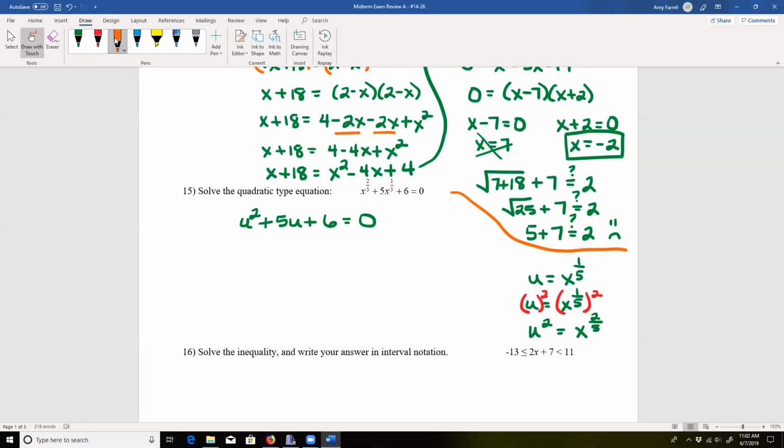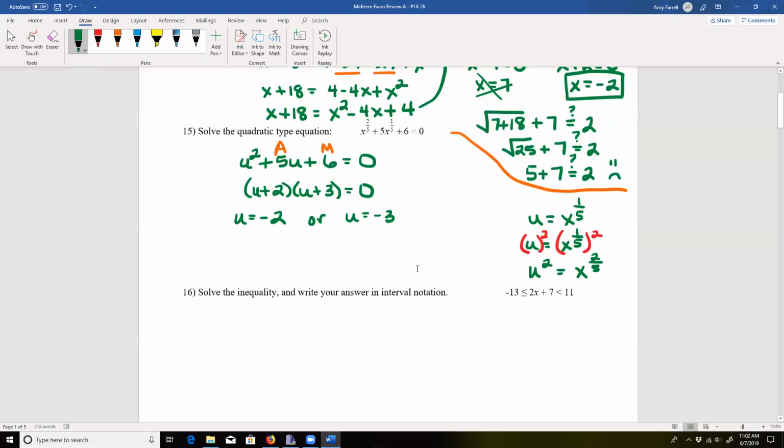I can look for two numbers that add to 5 and multiply to 6, since my leading coefficient is a 1. And so those numbers would be 2 and 3. So that makes my factors u plus 2 and u plus 3. And so this means that u equals -2 or u equals -3. I'm just setting those factors equal to 0 and solving.